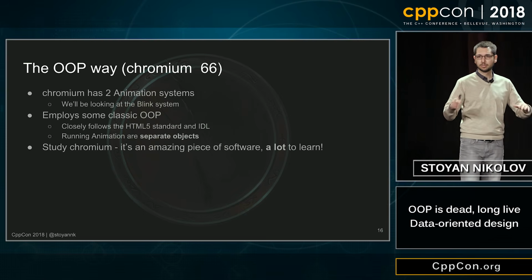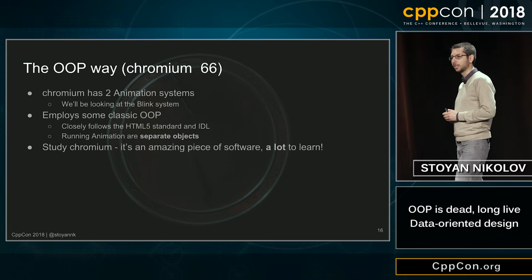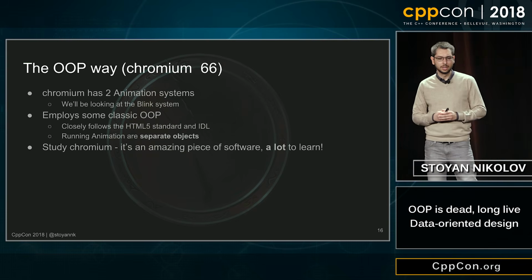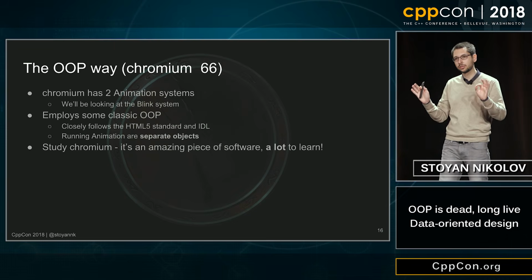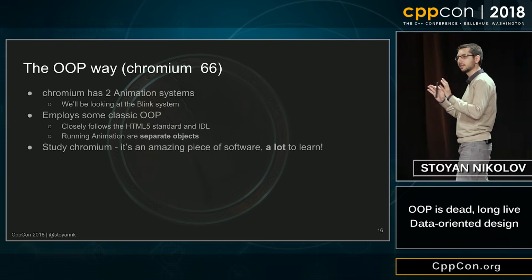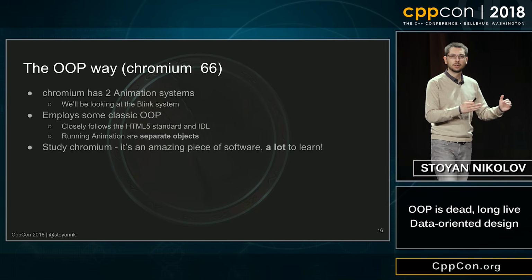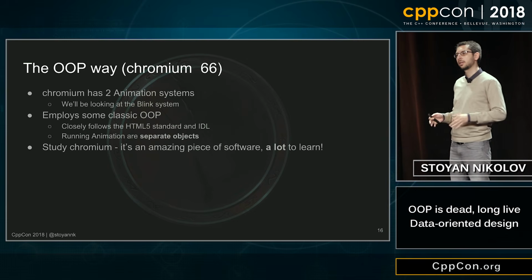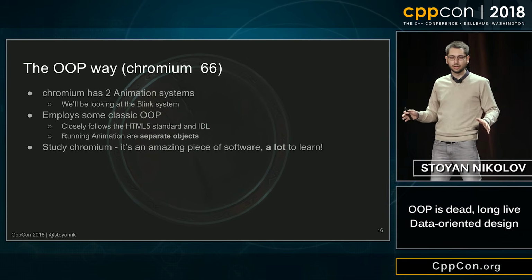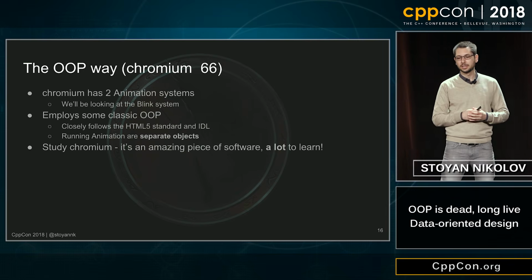Of course, it's a giant code base, many millions of lines of code, but when you get the gist of it, it's very cool. Chromium actually has two animation systems. We'll be looking at just one of them. The other is similar in its design, so all the things that I'm talking about apply to that as well. And it very closely follows the HTML standard. So that's probably why they have this object-oriented design in the first place.